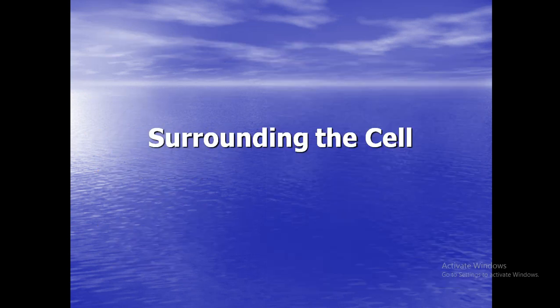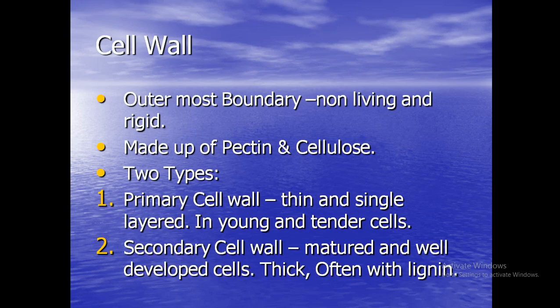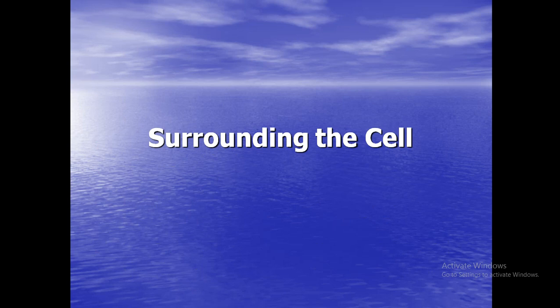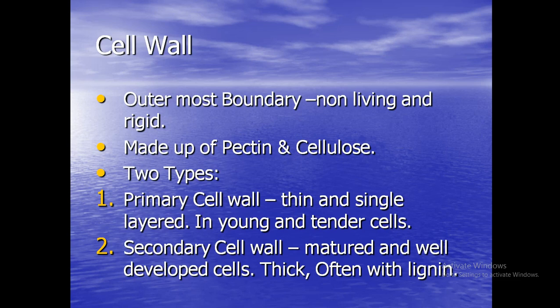So now, if we want to study the cell one by one, even if you take the plant cell, the outermost thing which surrounds the cell is the cell wall. The cell wall is the outermost boundary and it's a non-living component of the cell. And it is rigid.